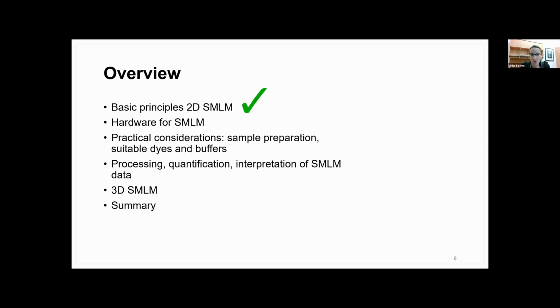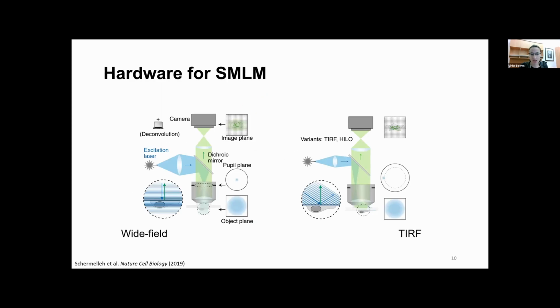So in the following, I will briefly go over the hardware. I will say a few words about the sample preparation and also the processing, before I talk a little bit more about how 3D single molecule localization microscopy is realized. That's, as I said, only the first part. The second part of this entire lecture is about recent advancements here at Janelia, as I've previously mentioned. But let's dive into the hardware part.